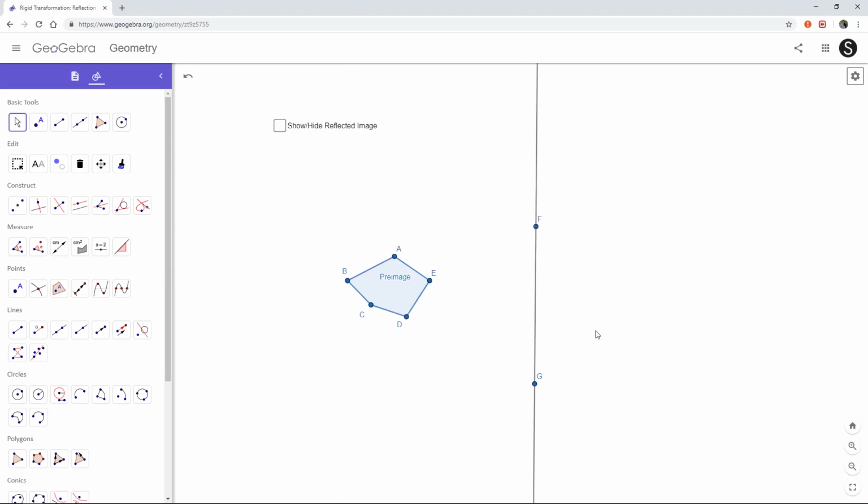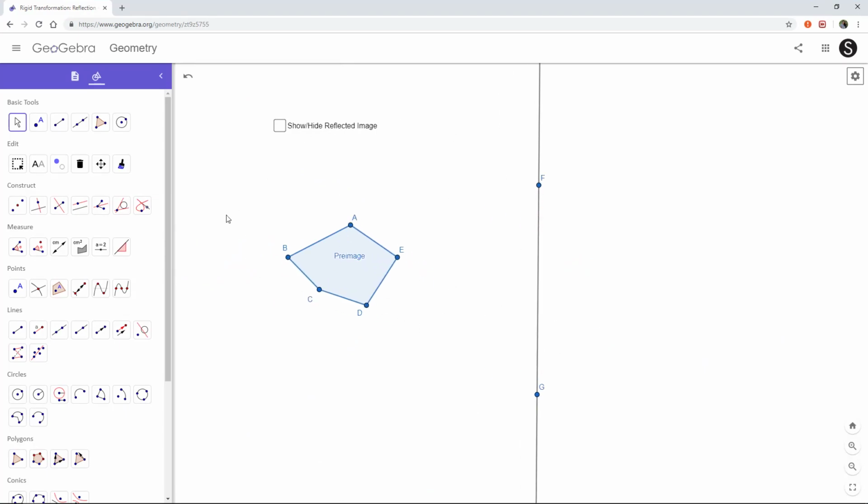So let's adjust it so we can see it better. So we have our pre-image, and I've also created a line GF. And if we reflect the pre-image over line GF, this will be our resulting image.